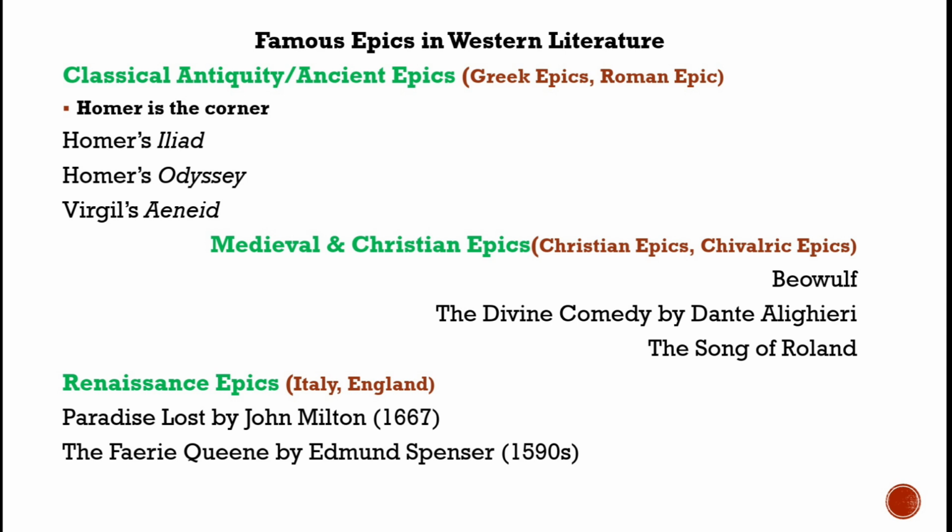Then we have The Faerie Queene by Edmund Spenser. It's an allegorical Christian epic celebrating Queen Elizabeth I. It is full of knights, virtues, and fantastical beasts, which was inspired by Arthurian legends.